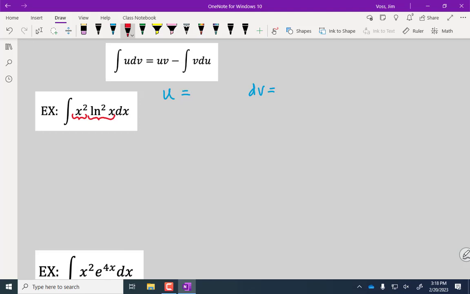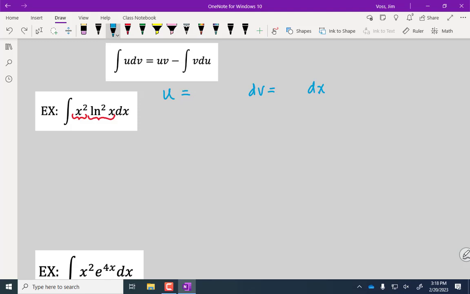So when you're looking at this, we really have this polynomial x squared and then we have this log thing. So there's really only two choices: x squared as the u or x squared as the dv. And here's where my recommendation is to look at the dv first, because you want to put something in there that you can integrate. To get from dv to v, you're integrating. So we want to put the function in there that we know how to integrate.